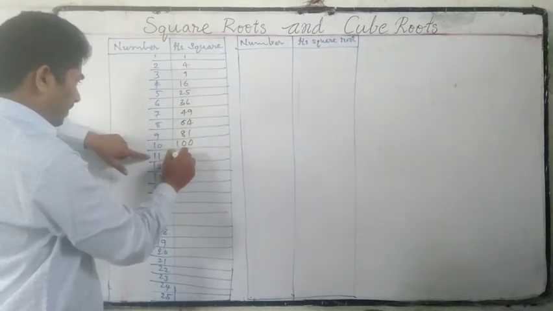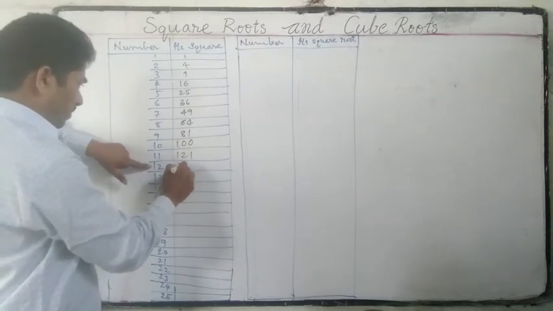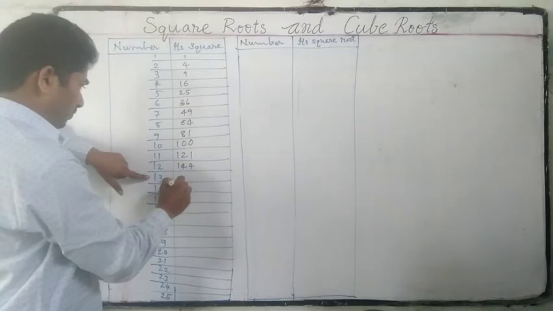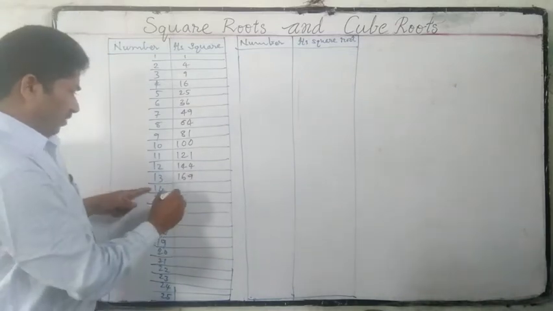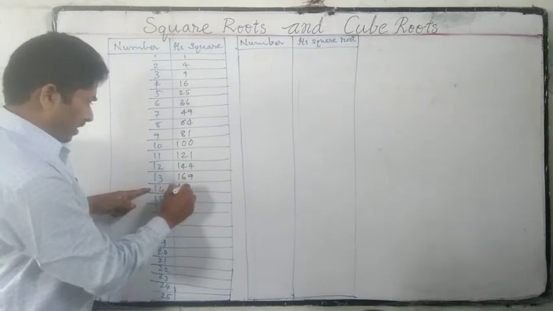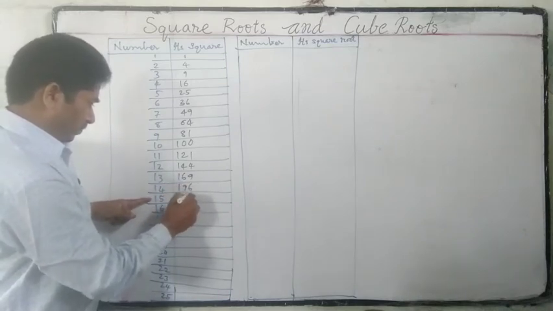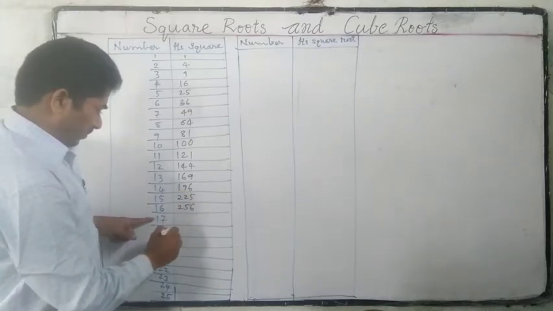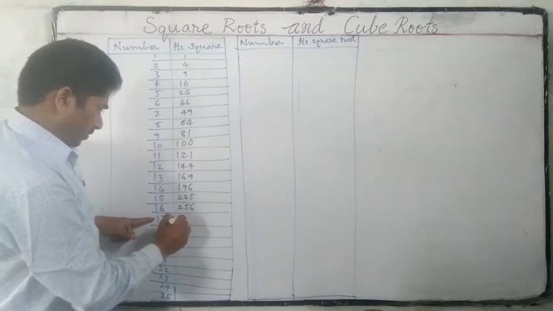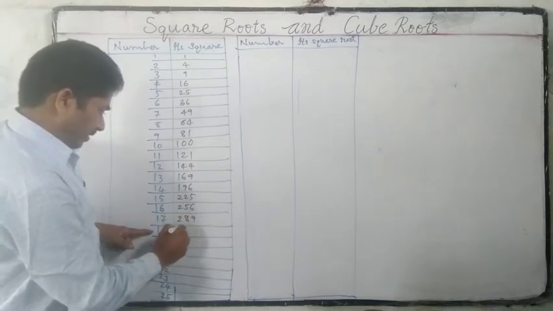Square of 11, 11 11 is 121. Square of 12, 12 12 is 144. Square of 13, 13 13 is 169. Square of 14, 14 14 is 196. Square of 15, 15 15 is 225. Square of 16, 16 16 is 256. Square of 17, 17 17 is 289. Square of 18, 18 18 is 324.